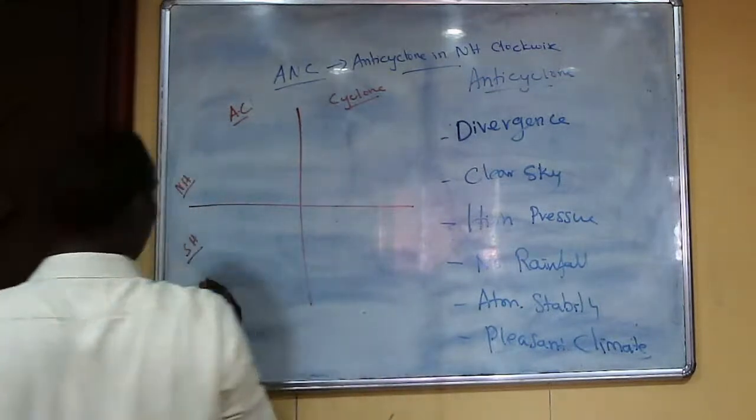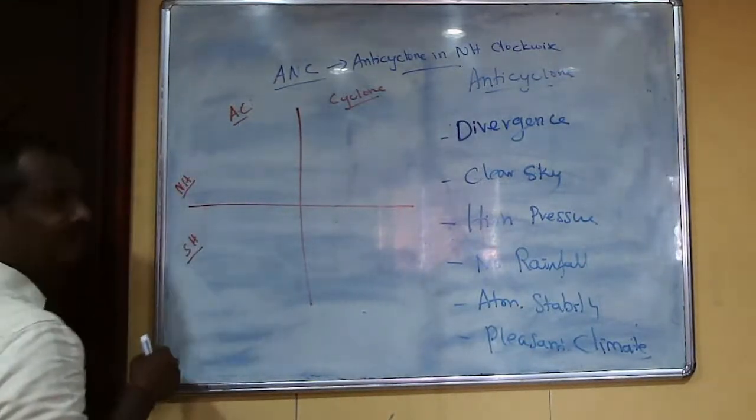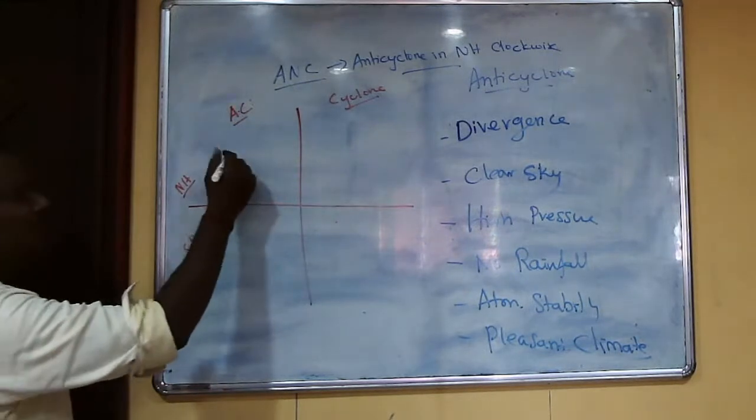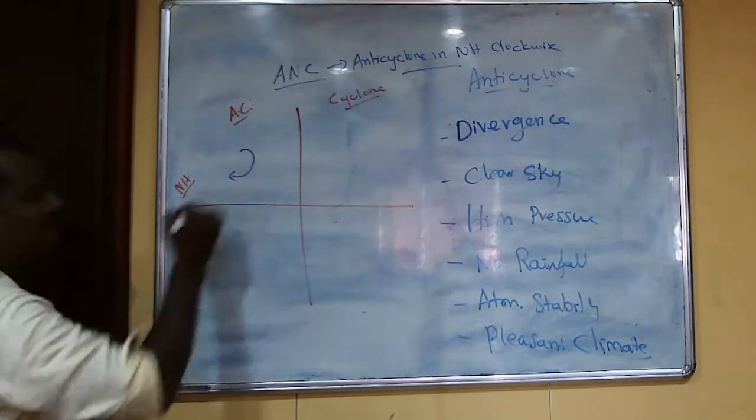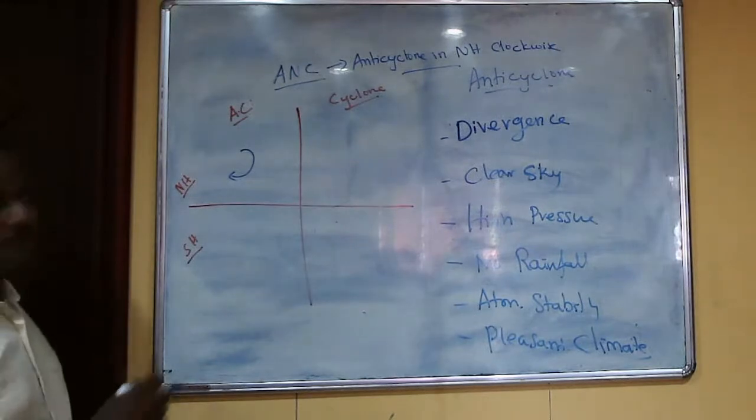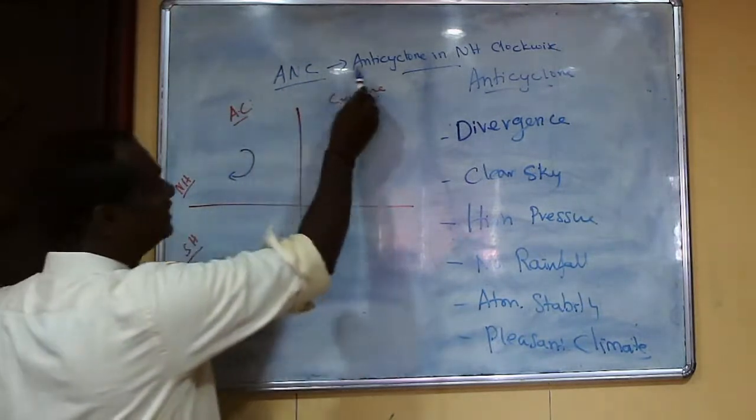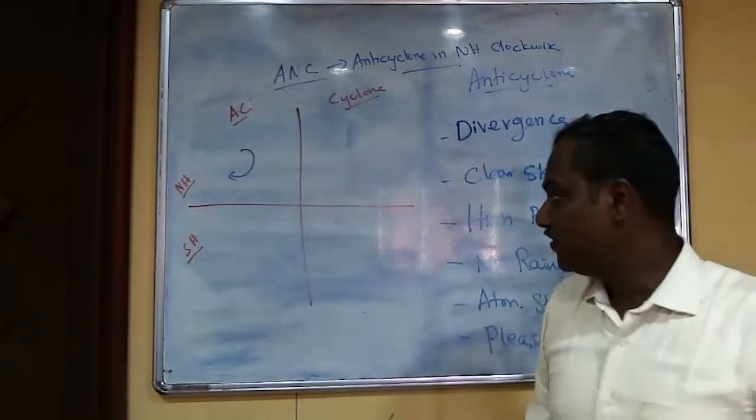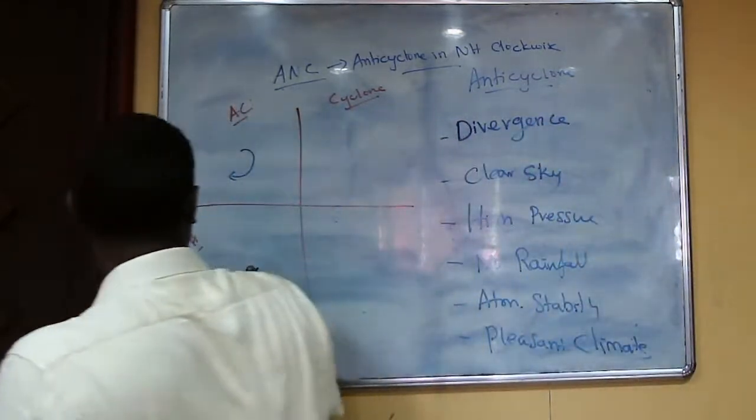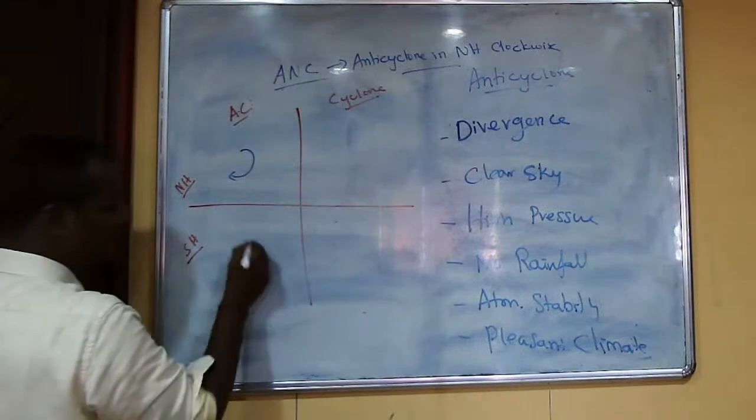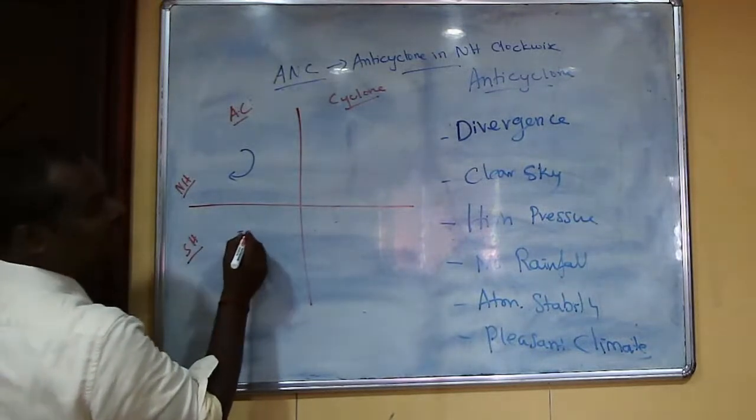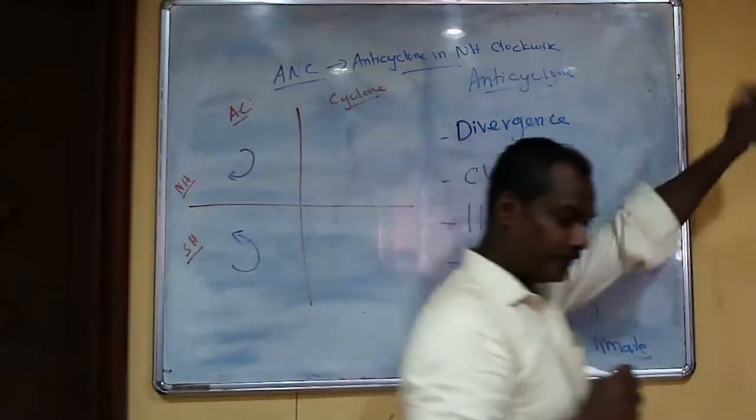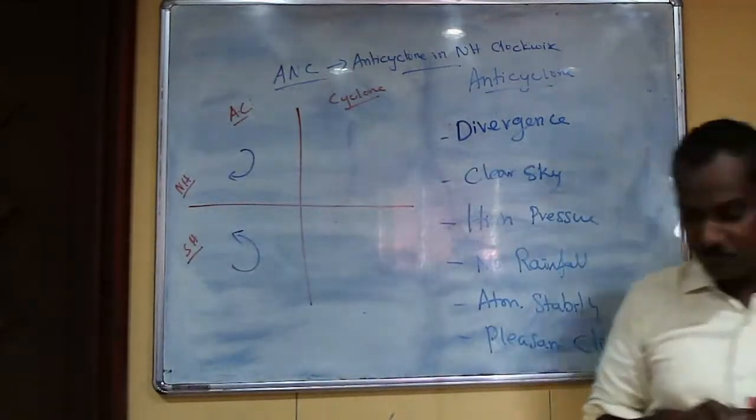What is this northern hemisphere, this or this? Which is the northern hemisphere? Northern hemisphere, anticyclone, clockwise. How will the clock go? This is clockwise. Understood? So anticyclone in northern hemisphere is clockwise. So in southern hemisphere, it will be the opposite, anti-clockwise like this.